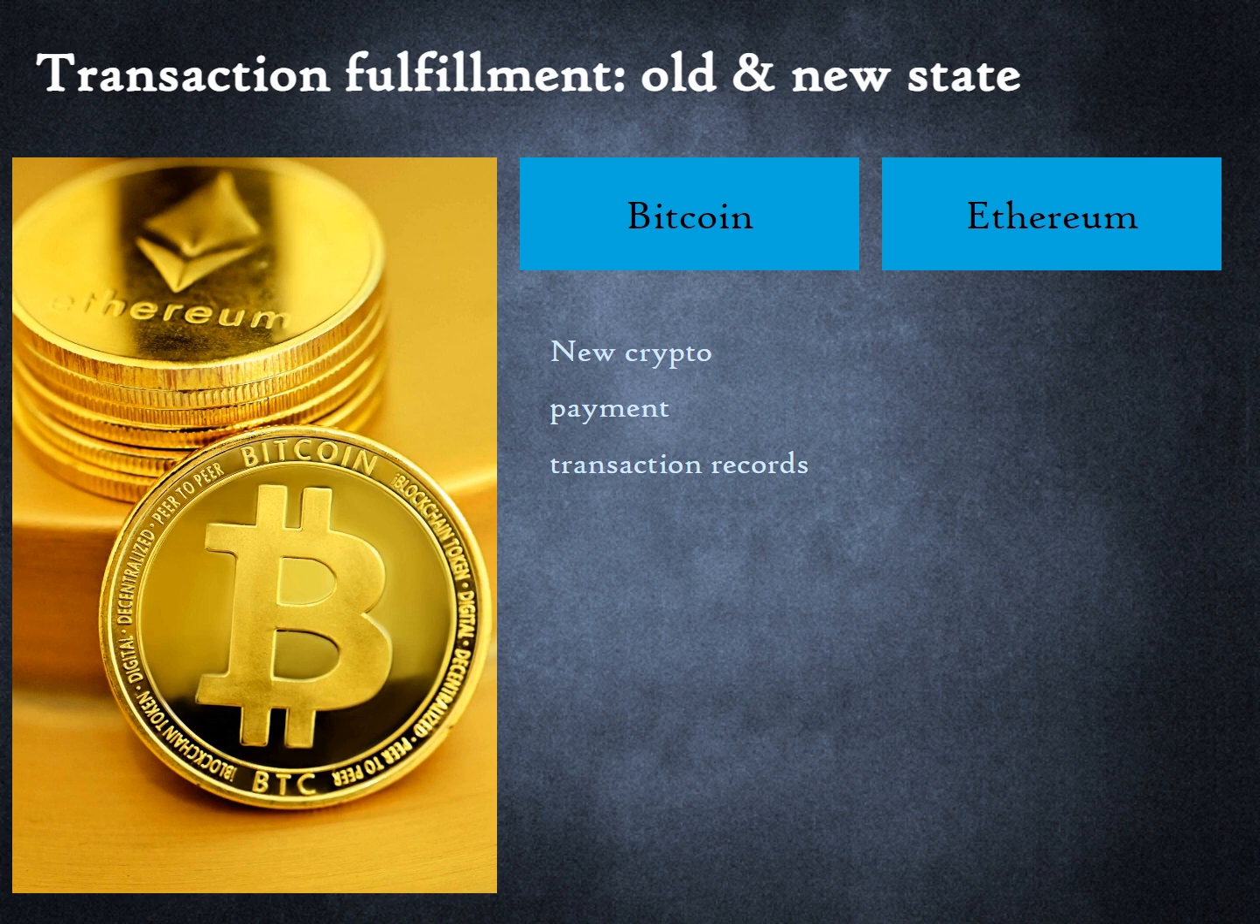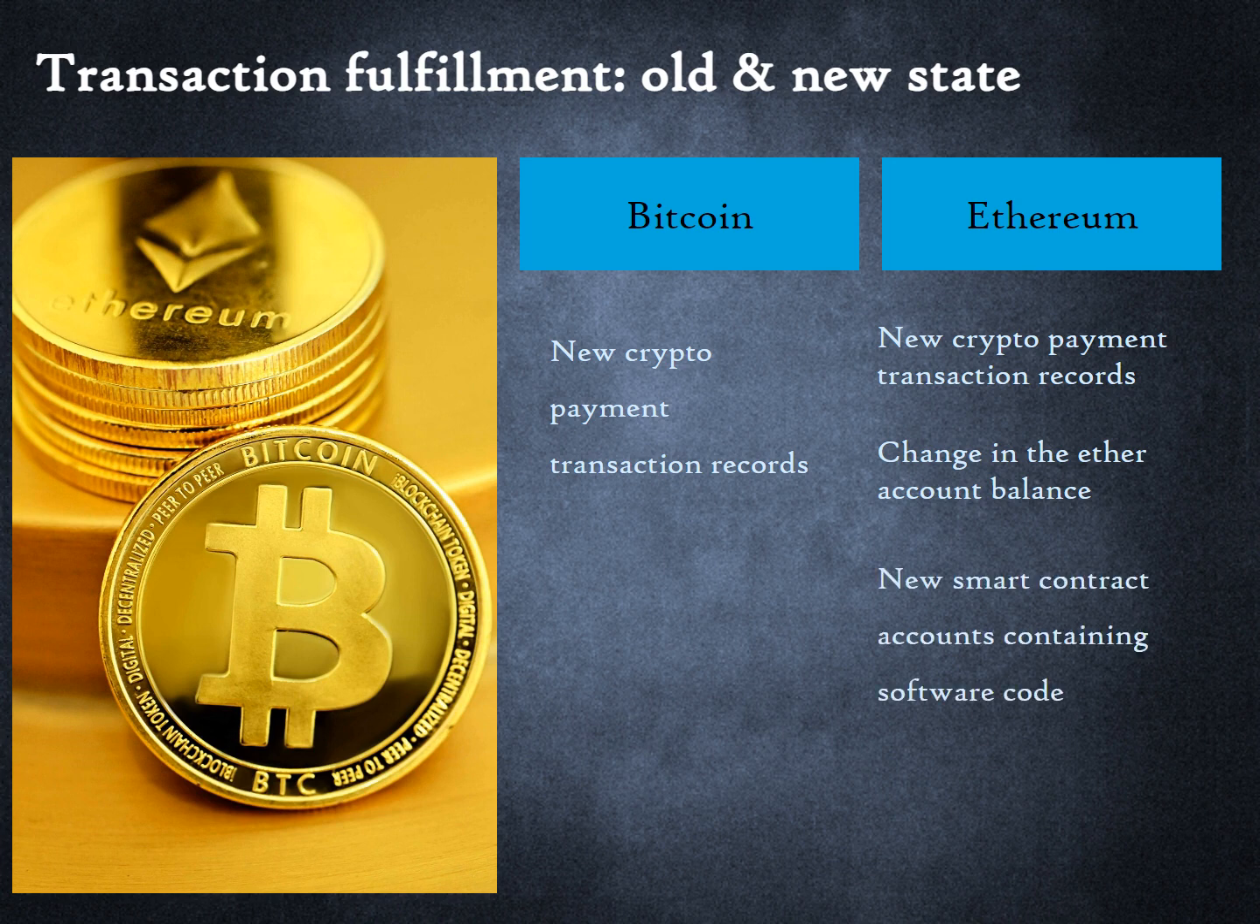First, new crypto payment transaction records. This is identical to Bitcoin. Second, change in the Ether account balance. Unlike Bitcoin, which uses UTXOs, Ethereum calculates and stores the balance at the account level. Third, new smart contract accounts containing software code. Fourth, the result of the execution of smart contracts.